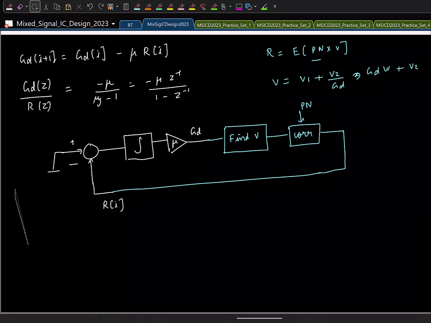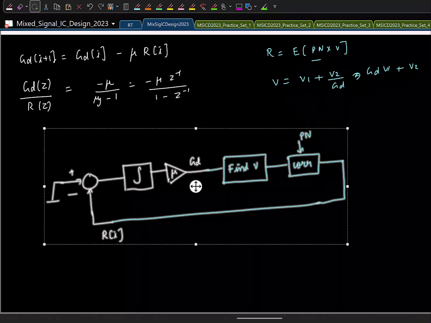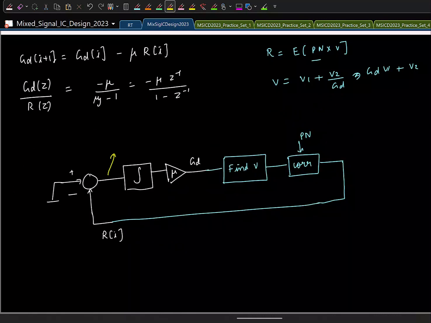Can you comment on the DC at the input of the integrator? In steady state, the DC at the input of the integrator, yeah, 0. Why? It should reach GD equal to G, right? This is assuming we reach GD equal to G. Why do you say it will be 0? Negative feedback loop. So? Error signal should be 0.